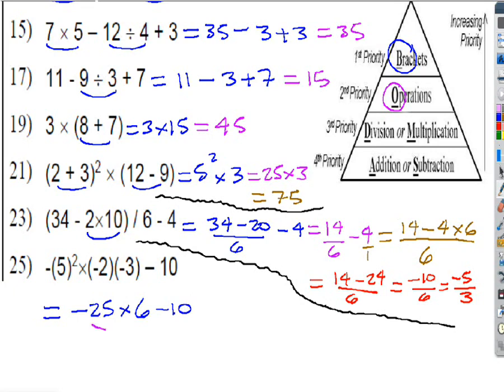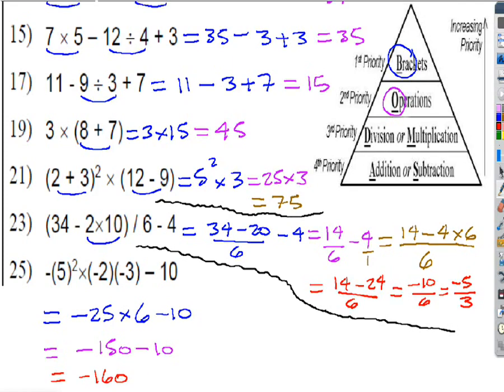Now be careful, the precedence lies here with the multiplication. So negative 25 multiplied by 6, that's negative 150, take away 10. So that's equal to negative 160. So question 23 and 25 were quite difficult questions to answer.